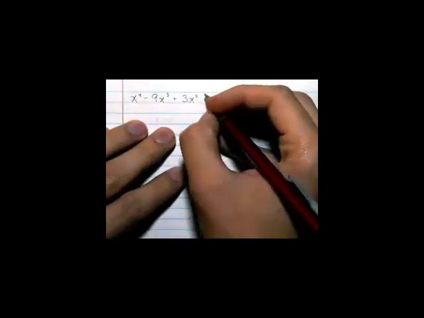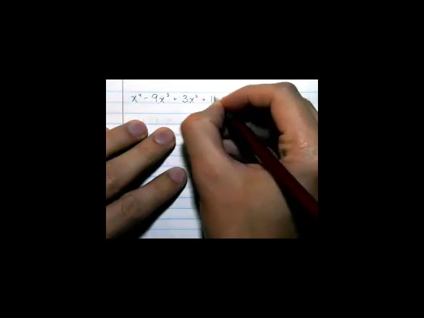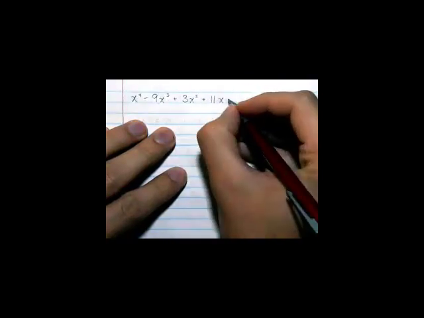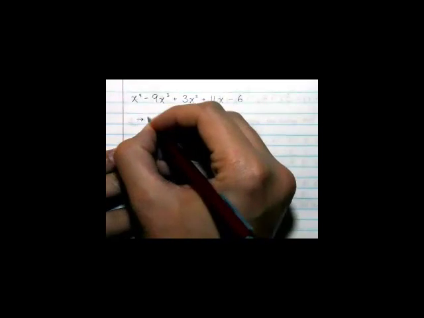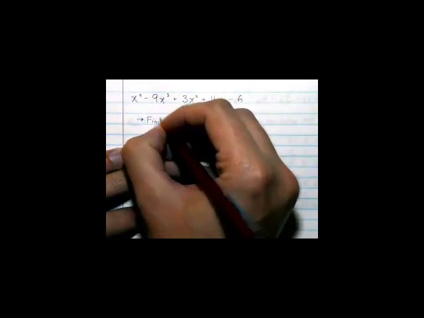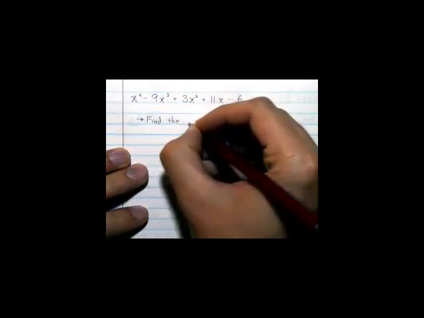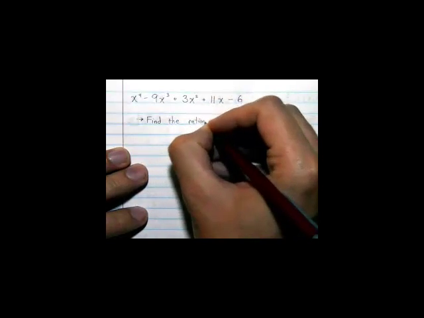Okay, good. All right, so we've got x to the fourth minus 9x to the third plus 3x squared plus 11x minus 6. And our goal for this is to find the rational roots.